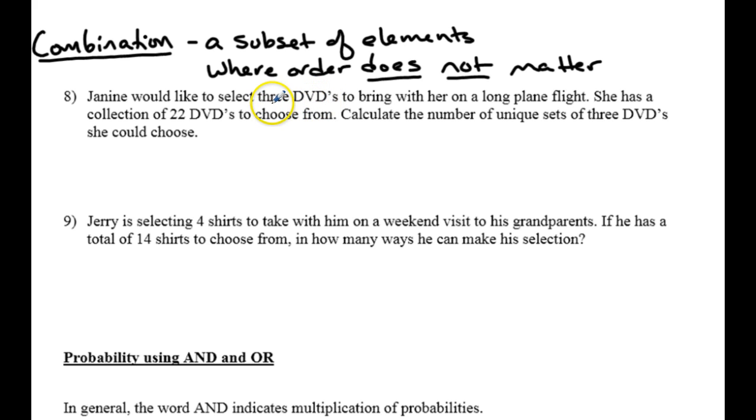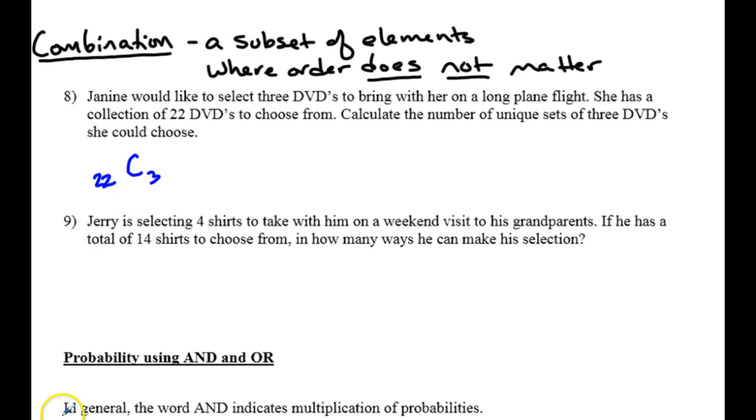Janine would like to select 3 DVDs out of her collection of 22. She doesn't care about the order. She just wants to know how many sets or groups she can make. Okay? So the key concept of combinations are things where order doesn't matter, like committees, groups, sets. So we're just going to do 22 choose 3. That's the way we think about it. 22 choose 3.